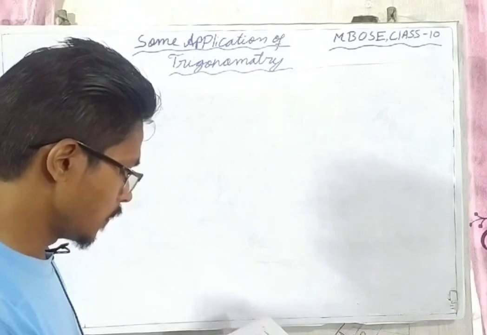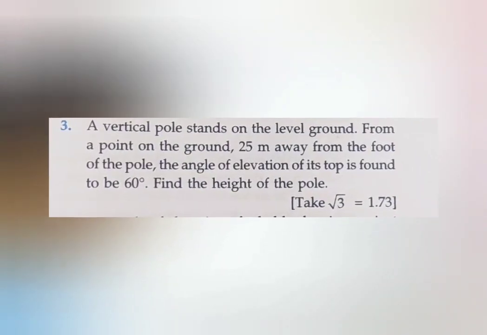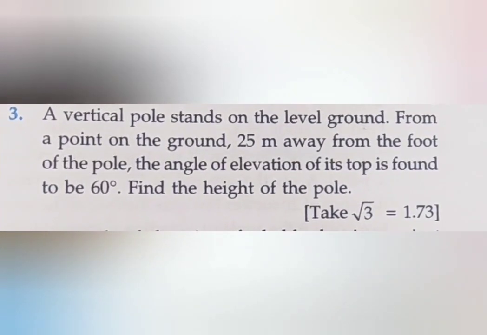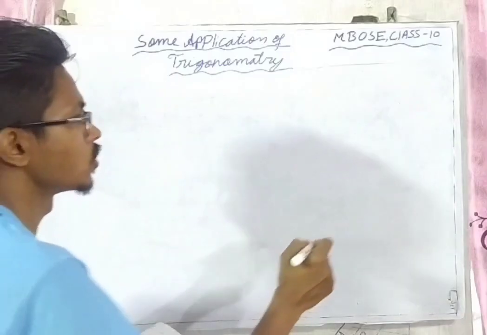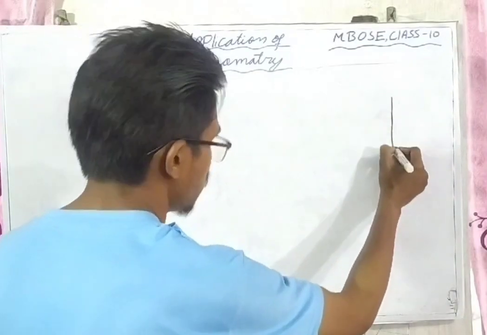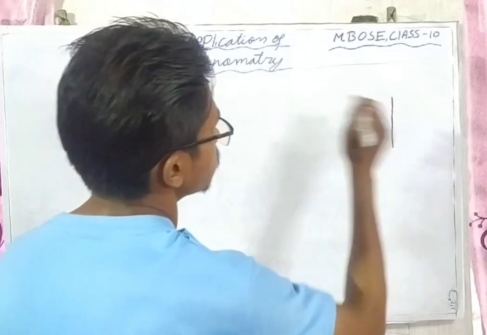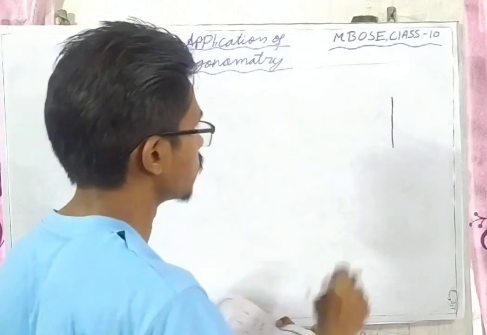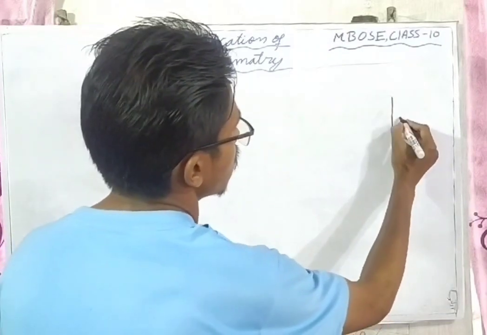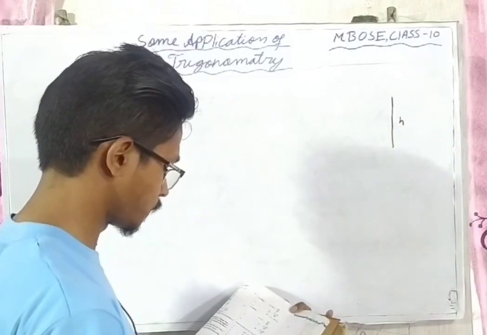The next question is given. A vertical pole stands on the level ground. From a point on the ground 25 meter away from the foot of the pole, the angle of elevation of its top is found to be 60 degree. Find the height of the pole. So here also we have to find the height of the pole. So this is the height of the pole. This one I'll keep as H.